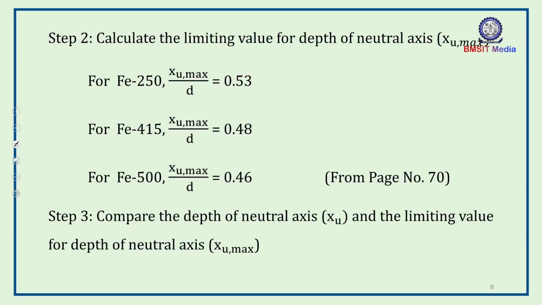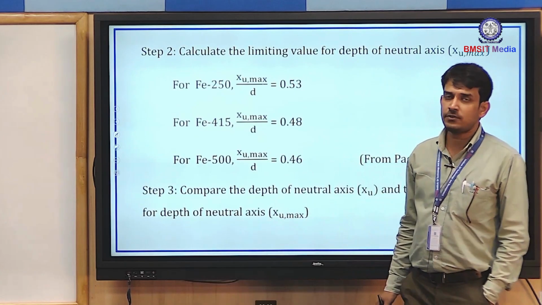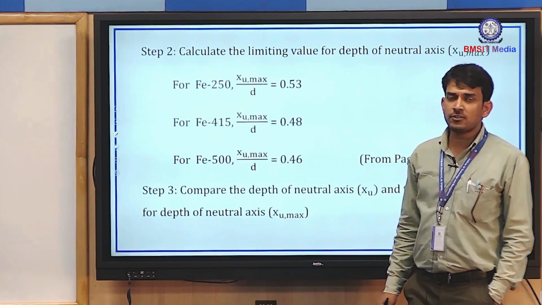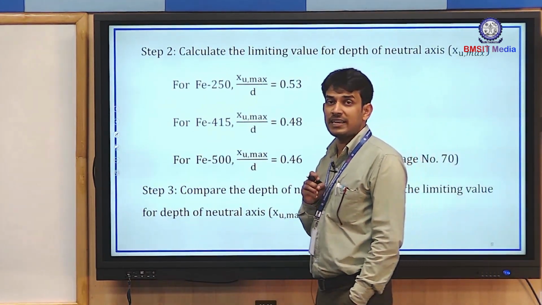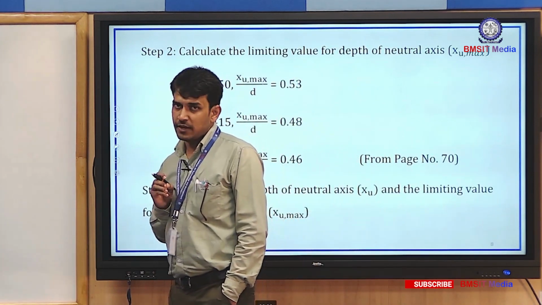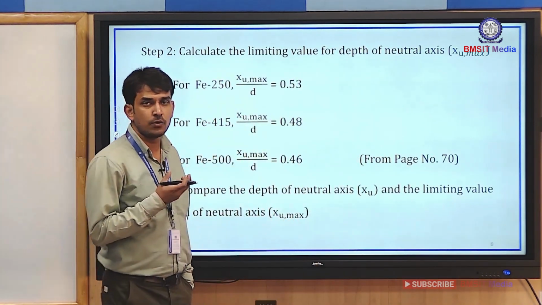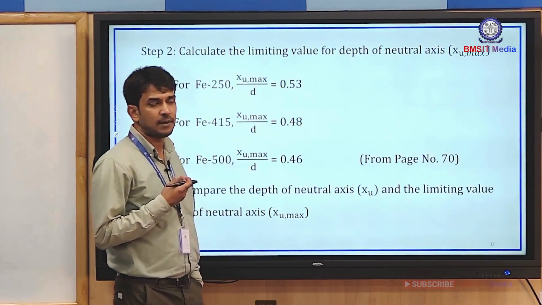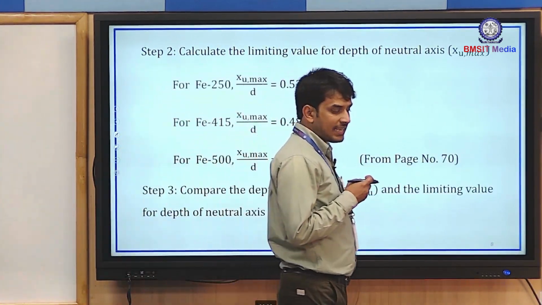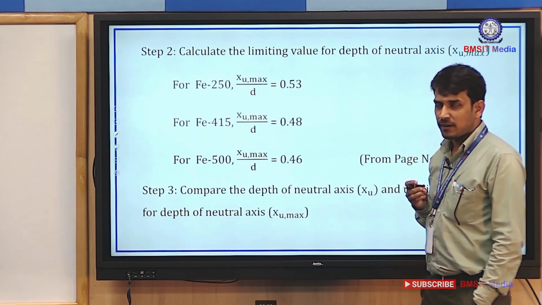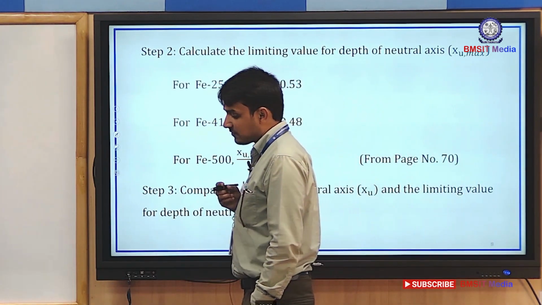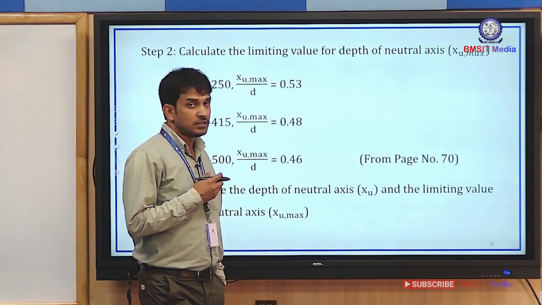Now the second step is that we have to calculate the XU max. XU max, we already know, depends on the grade of the steel, that is, what reinforcement you are providing. On the basis of that you will calculate the XU max. When you are calculating XU max by D, you know that it depends on the reinforcement. For example, if you are having Fe 500, then XU max by D is 0.46, and all these XU max by D values are given in the code IS 456 at page number 70. This is the second step.